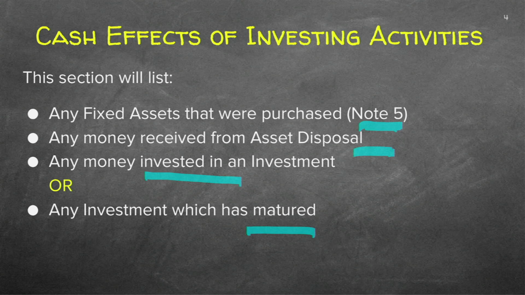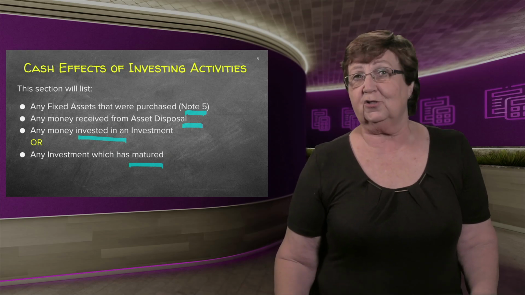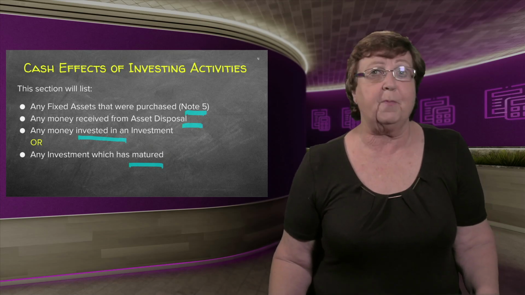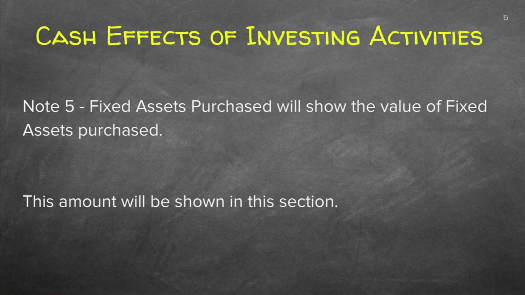Now, just a little reminder, what does matured mean? It means that the investment has come to the end of its life cycle and the financial institution is going to give us back our money. So 3 things go into this note. The fixed assets purchased will show the value, obviously, of my buildings, vehicles, and equipment which I have bought. And this amount, again, is shown in this section. And just to re-emphasize, it comes from note number 5.